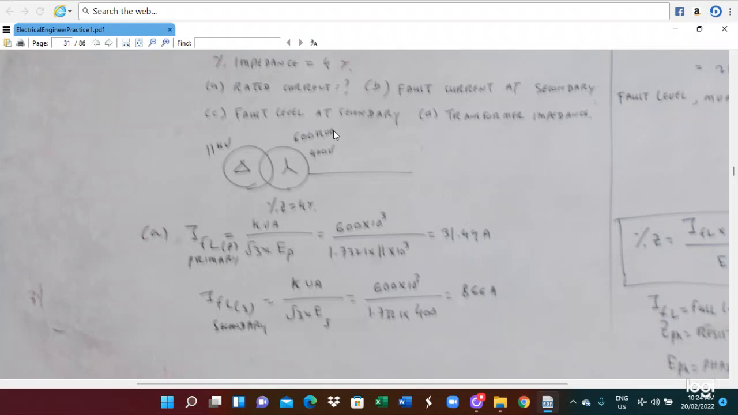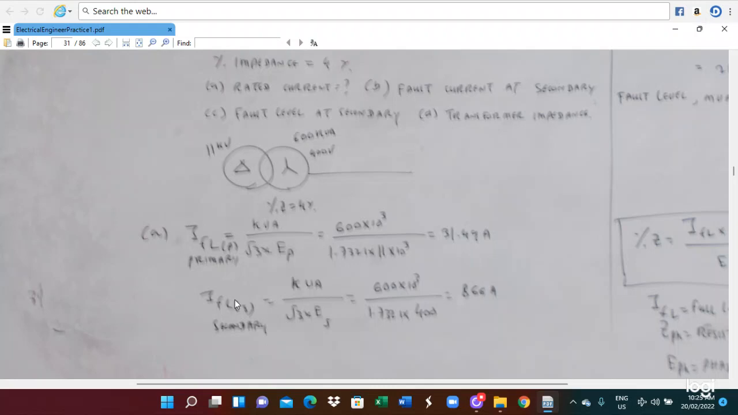Primary full load current is transformer kVA, given as 600 kVA, divided by root 3 and the line voltage, that is 11 kV. So 600 multiplied by 10 power 3, root 3 is 1.732, 11 multiplied by 10 power 3. So we calculate and we get 31.49 amps. This is the primary current.